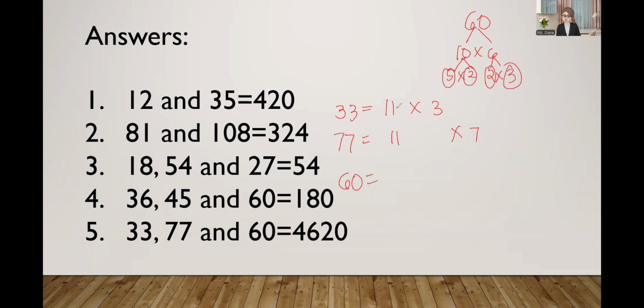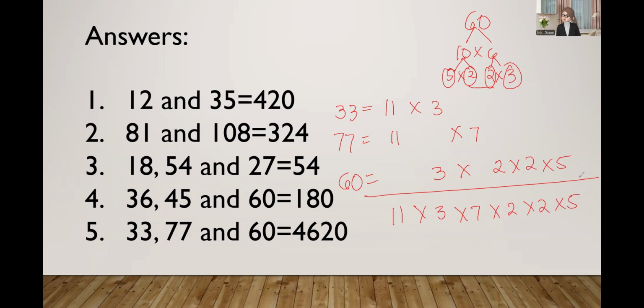60. We have two 2's here and one 3. Okay, so sorry. Let's put 3 here first. 3 times 2 times 2 times 5. Okay, bring down all the numbers. 11 times 3 times 7 times 2 times 2 times 5.